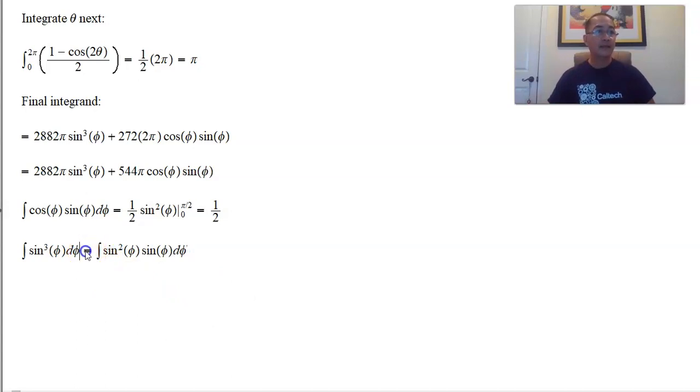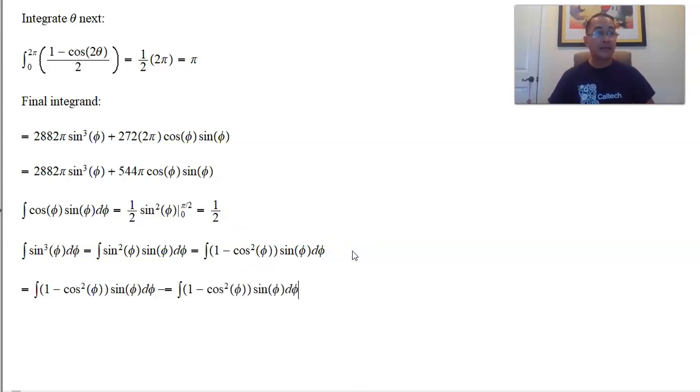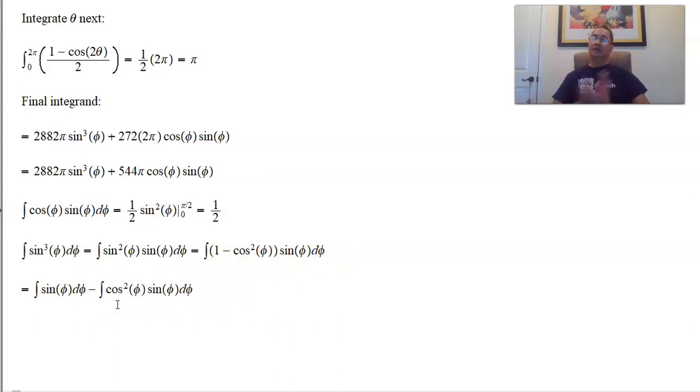This is useful because we know our trigonometry. Sine squared is exactly the same as 1 minus cosine squared of phi. So we can now separate this into two integrals. The first one we will have, and then we'll have a minus. Watch me carefully because I fail a lot when I do this. We have sine phi, and then minus cosine squared phi, sine of phi.